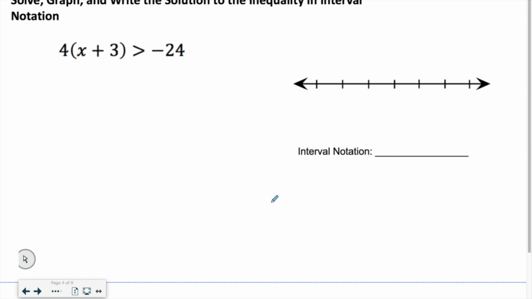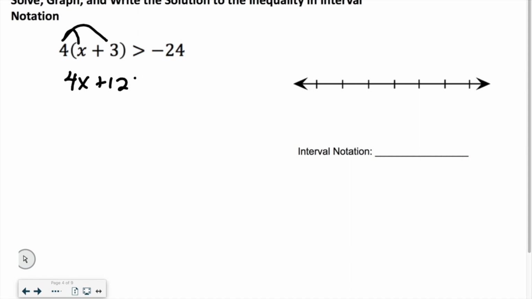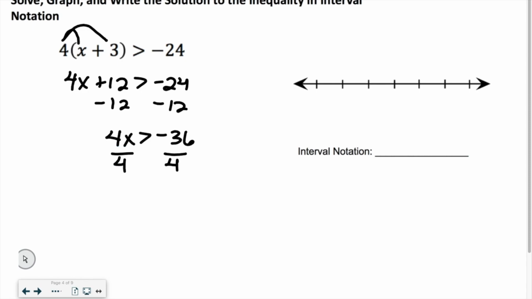All right, so we're going to solve, graph, and write the solution to the inequality in interval notation. So first thing we need to do is distribute that 4 into everything. So we have 4 times the x, giving us 4x. 4 times the 3 gives us 12. And then we copy down everything else. Then we're going to subtract 12 on both sides, giving us 4x is greater than negative 36. Then divide by 4. We're dividing by a positive, so we don't need to switch the sign. So this gives us negative 9. So we have x is greater than negative 9.